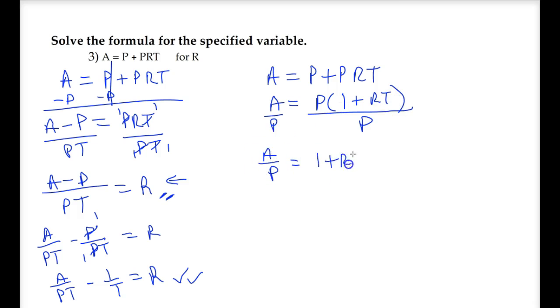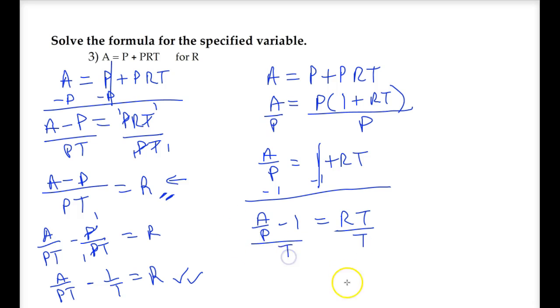And we would end up with this. And then from here, we can subtract 1 from both sides. And so that would be a over p minus 1 equals rt, because that would cancel to 0. And then the last thing that we would do is divide both sides by t. And that would reduce to 1. That would be r, and this would be (a over p minus 1), all that divided by t. And this is another form of this answer here.